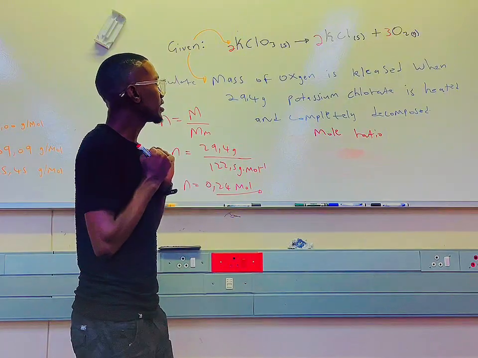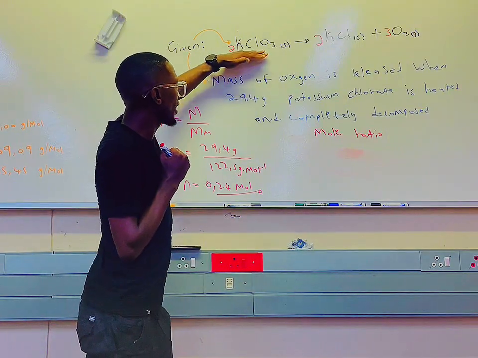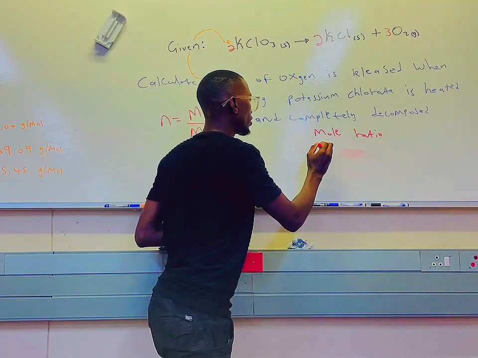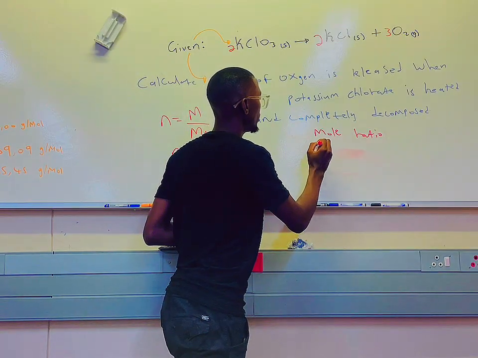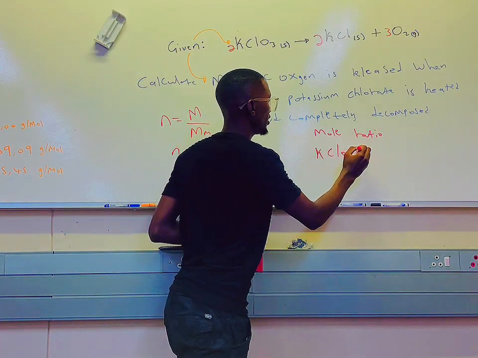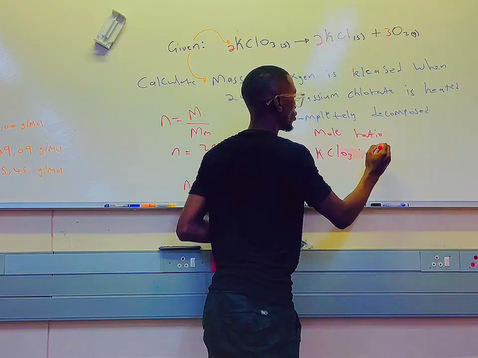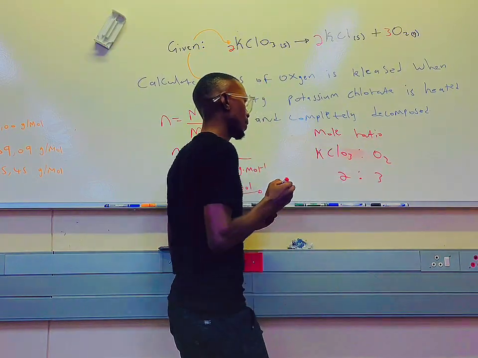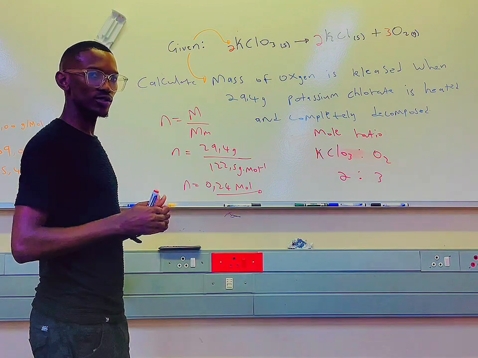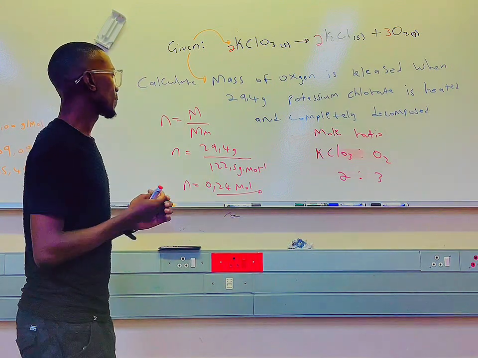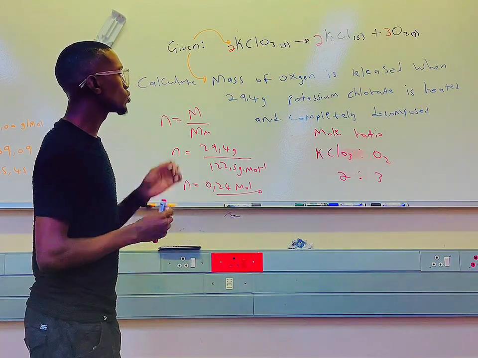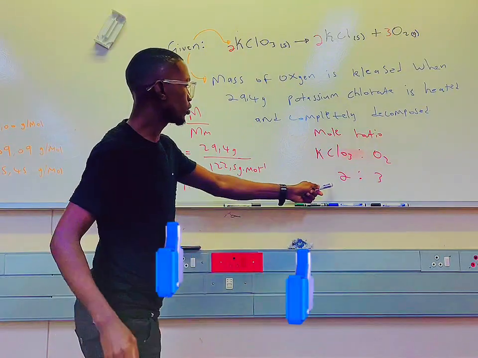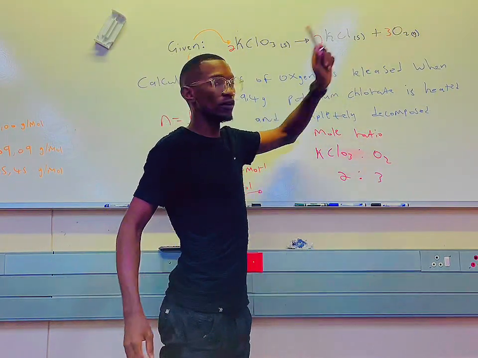So what am I given? I'm given this guy. What am I looking for? This guy. So the mole ratio is basically going to be your potassium chlorate is to your oxygen gas, which is the same as 2:3. That's what happens, 2:3. So now we need to use the mole ratio of 2:3 to find the number of moles of oxygen.